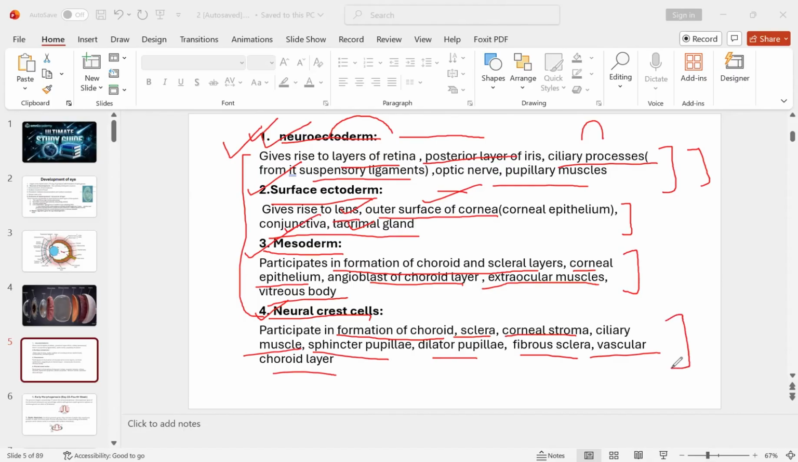What these derivatives are: number 1, choroid; number 2, sclera; number 3, corneal stroma; number 4, ciliary muscles; number 5, sphincter pupillae; number 6, dilator pupillae; number 7, fibrous sclera; and number 8, vascular choroid layer. So this is the way in which the neural crest cells contribute to eye development.